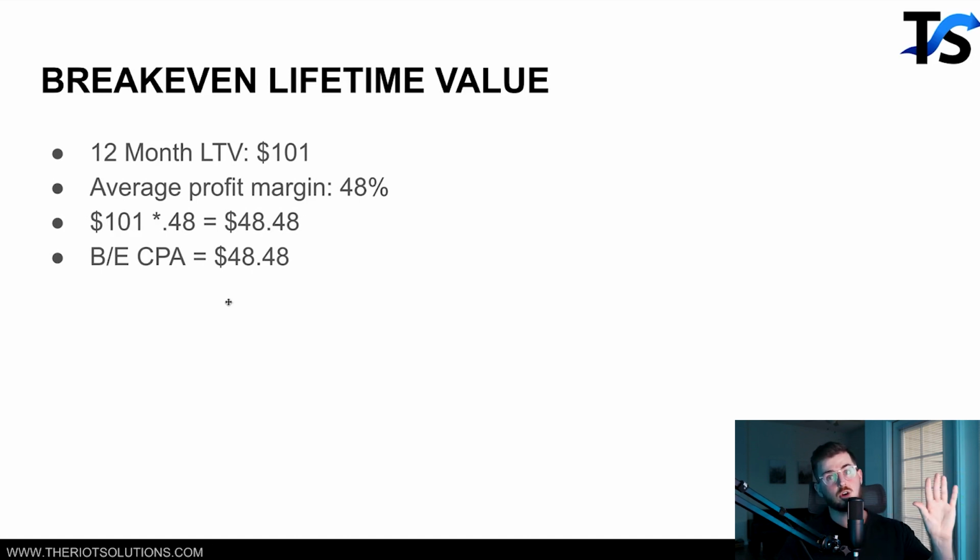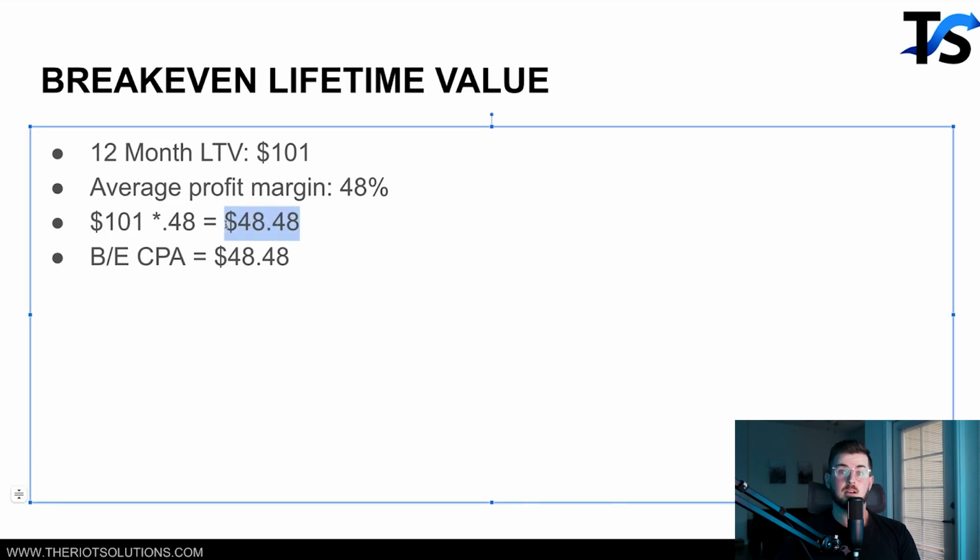If what they purchase in their first order and in LTV is drastically different, you really need to know the average profit margin on the products they purchase afterward. The cool thing is that most stores are generally around the same. So with 48%, I take $101, our LTV, times 0.48, our profit margin, which comes out to $48.48. So we have a profit of $48 per customer we acquire over 12 months. That's our break-even CPA from an LTV perspective.